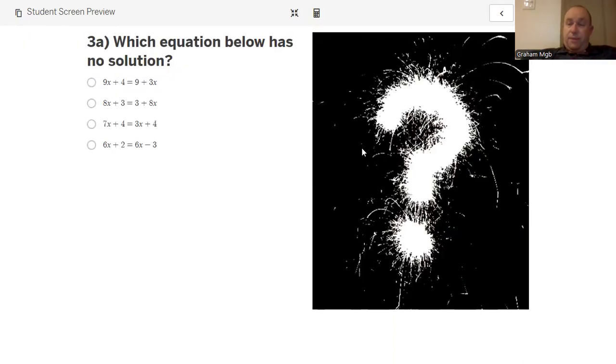And question 3 talks about no solution and infinite solution. So we're kind of going to do both at the same time, really. As I'm looking for these questions, the no solution and infinite solution, what's special about them is that the number of x's in the question is the same.